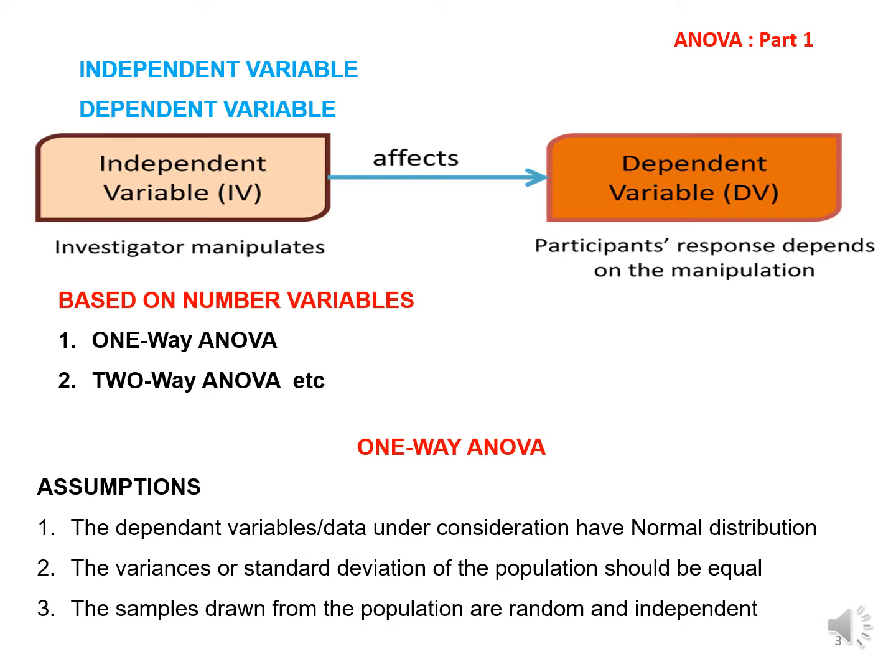Now, while doing one-way ANOVA, there are certain assumptions that are made. Firstly, the data of a dependent variable has normal distribution. That is, it is a continuous variable and has a bell curve. Second, the population is homogeneous, or the variance and the standard deviation of the population should be equal. Lastly, the samples drawn from the population are random and independent.